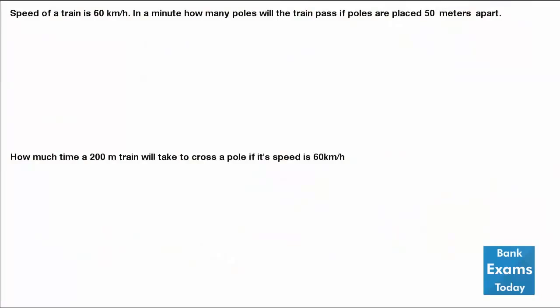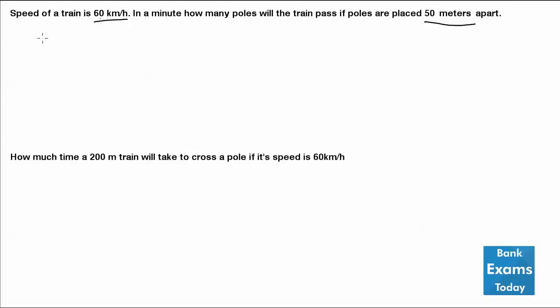Speed of a train is 60 km per hour. In a minute, how many poles will the train pass if the poles are placed 50 meters apart? So first of all, what is the speed of the train? That is 60 km per hour. While the poles are 50 meters apart, we need to convert the speed into meters per second.